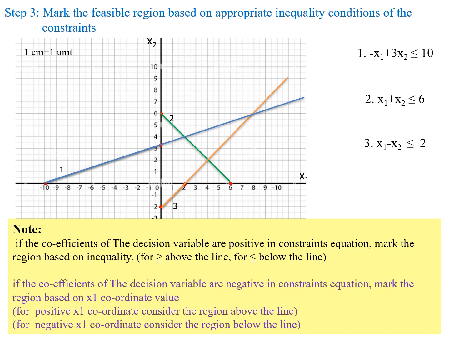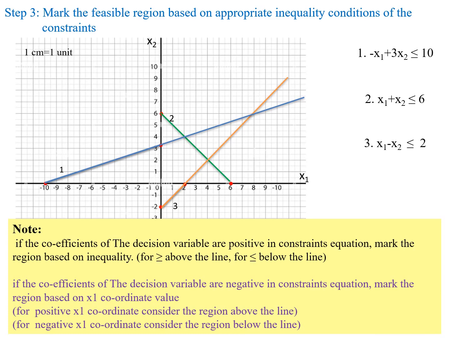Second condition: if the coefficients of the decision variables are negative in the constraint equation, then we have to mark the region based on the x1 coordinate value. If the x1 coordinate value is positive, then we have to consider the region above the line. If the x1 coordinate value is negative, then we have to consider the region below the line.